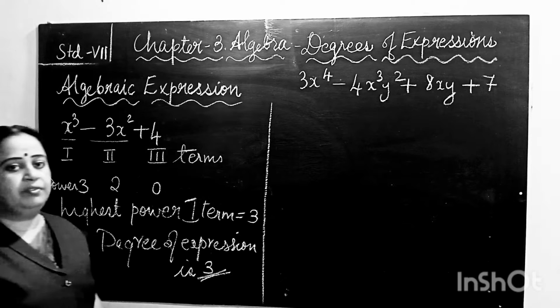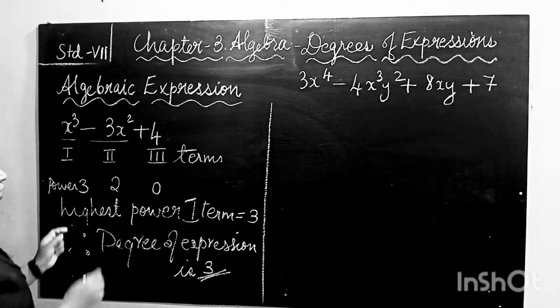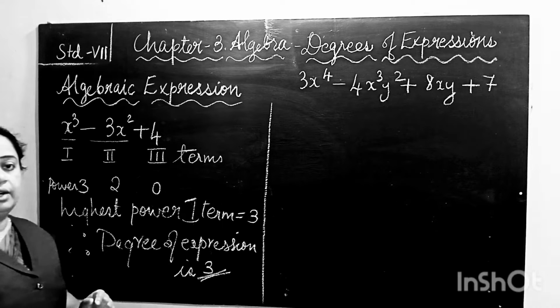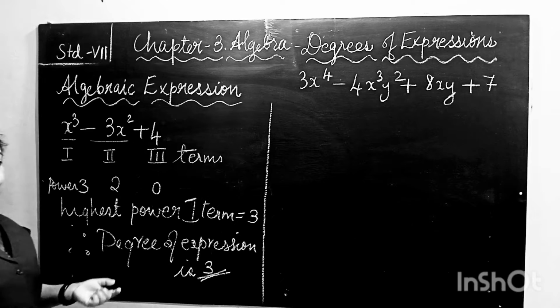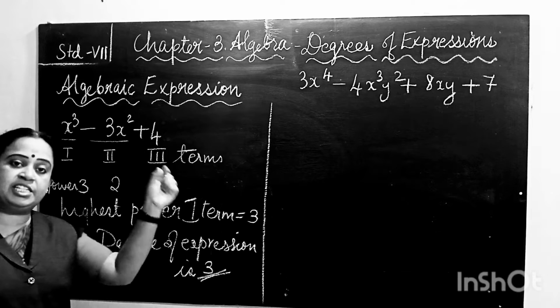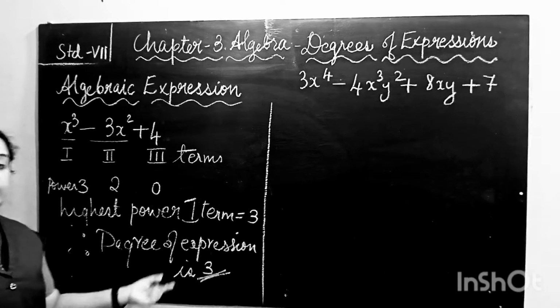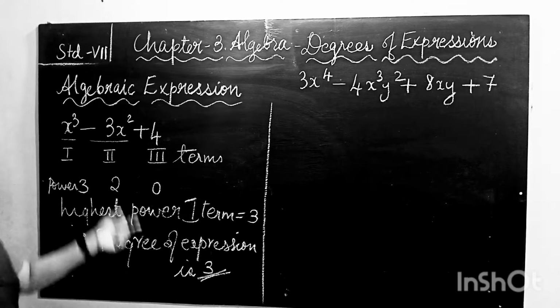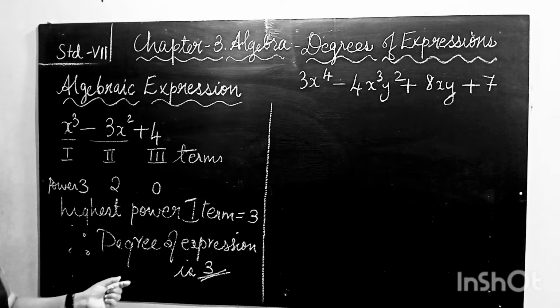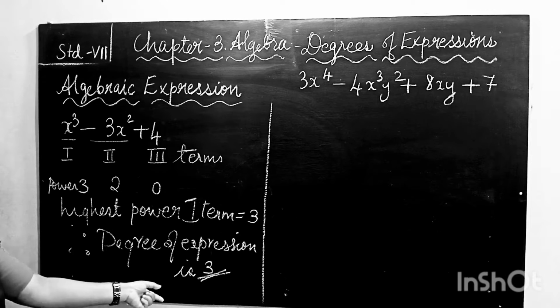Very simple. We have to just look into the terms and find the power of each term separately. The term which has the highest power, that highest power will be the degree of that particular expression. Understood? In this expression the highest power is 3, so the degree of the expression is 3.